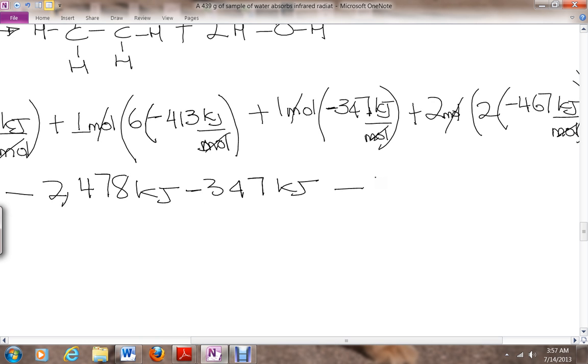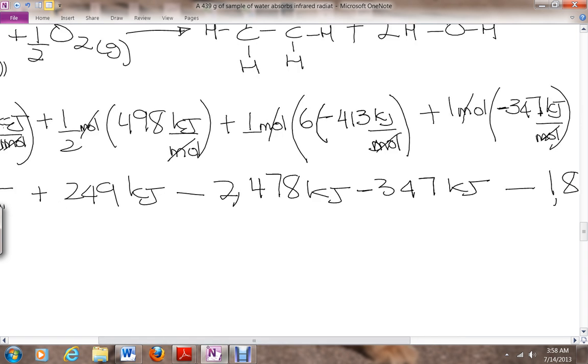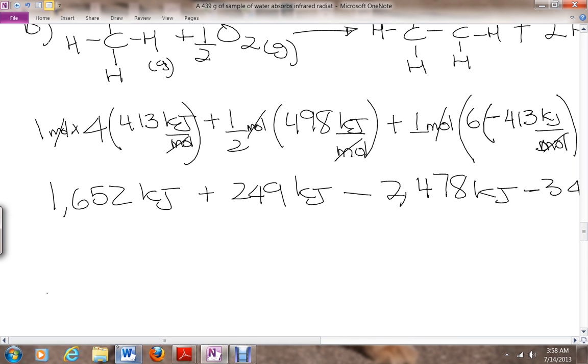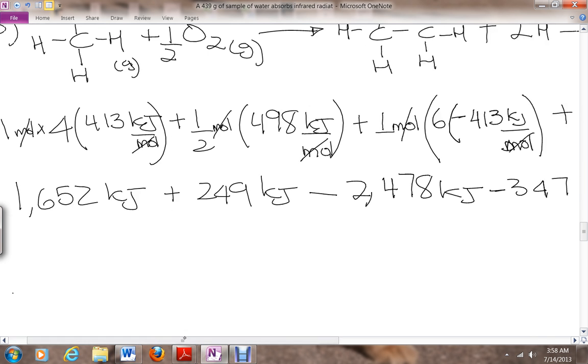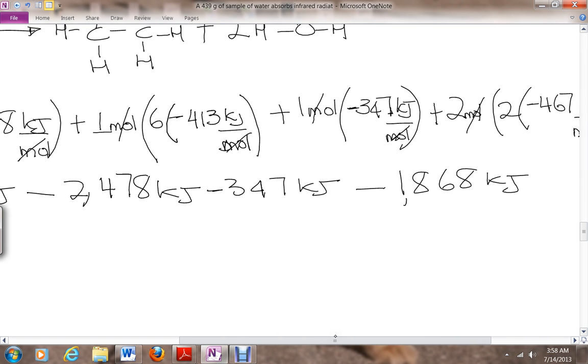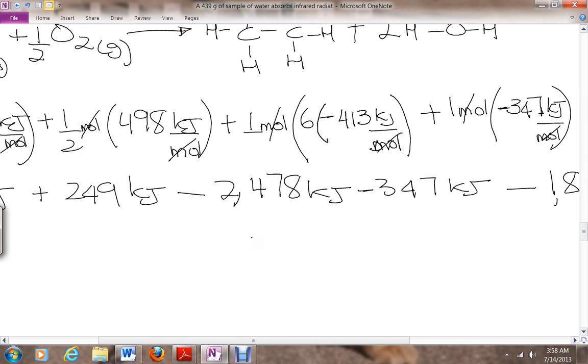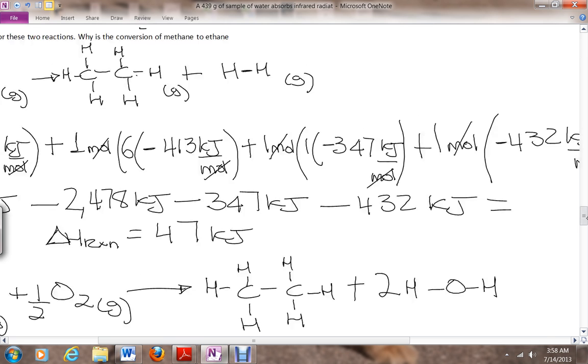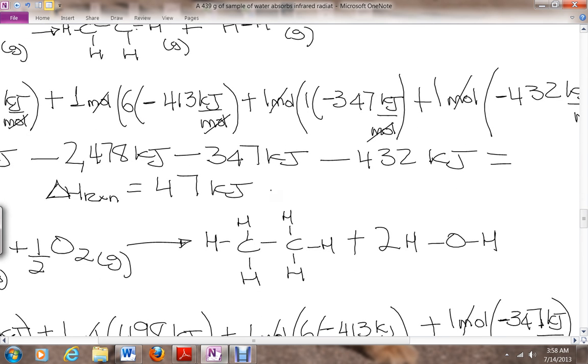And this water is 4 by that, it's going to give me 1,868 kilojoules. Just check the answers: it's 1,060.52 plus 249 minus 2,040.78 minus 347 minus 1,086.8. I double checked it, and it gave me minus 2,792 kilojoules.